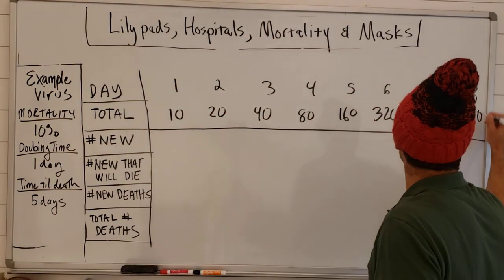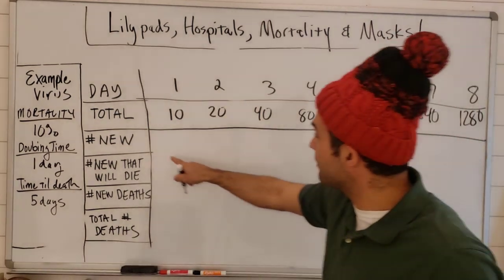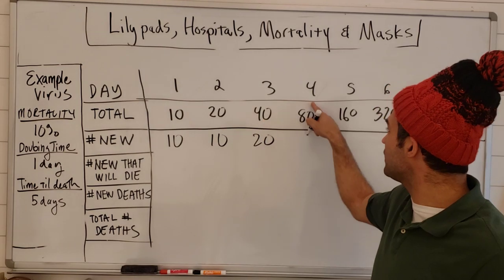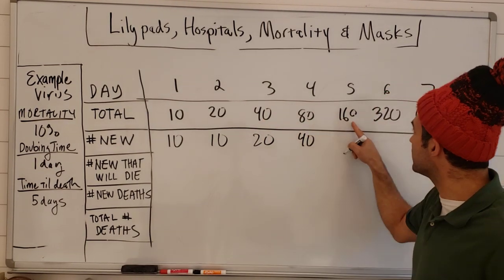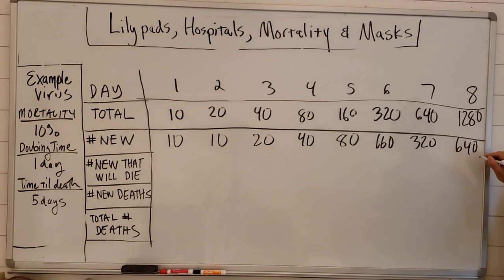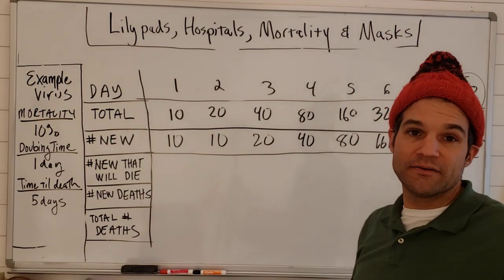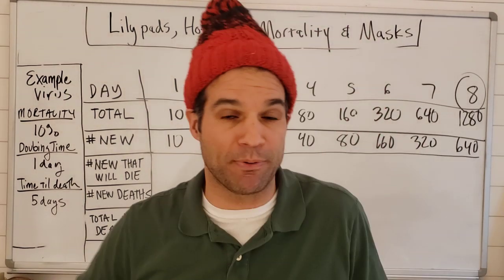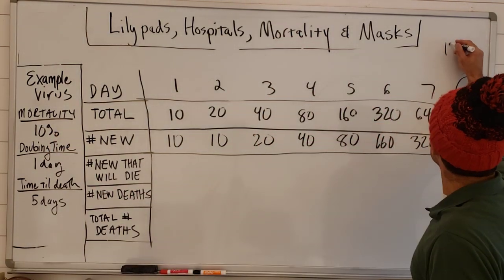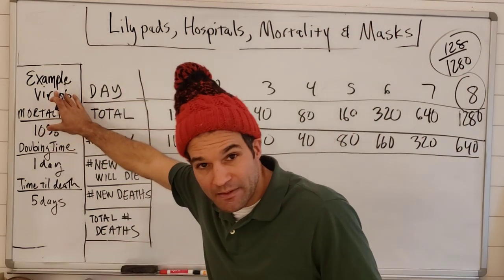Cool. Now, there are new people that are added on. This is a total. Okay, so the new people, there were 10 added on here, 10 more to get the 20, 20 more to get to 40, 40 new people on day 4 to get to 80, 80 new people on day 5 to get to 160, 160 new to get here, 320 new to get here, and 640 new to get there. Now, at the end of this time, on day 8, we know that there'll be 1,280 people that are going to have it. And because 10% of them will die, we know that 128 out of the 1,280 are going to die based on this made-up thing, okay?